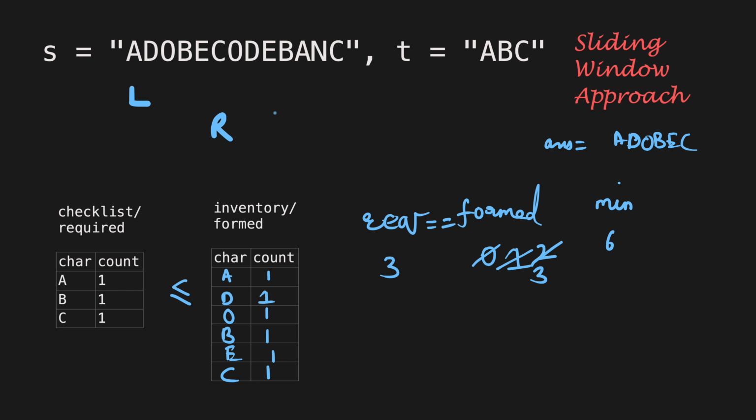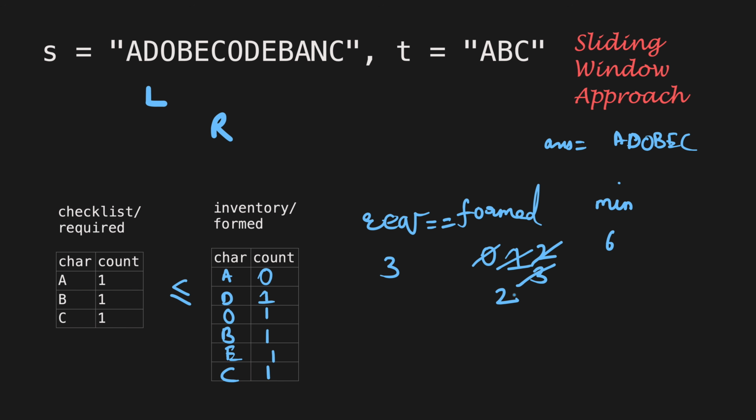And the rule for contraction is, as long as the window remains valid, we keep moving the left pointer one step to the right. So here, for example, the left pointer now points to character D. And since A is now out of the window, we decrement its count in the inventory, which drops it down to 0. And since A was part of the checklist, we check if we still have sufficient A's in the window. And the answer is no, because we require 1 A but we only have 0 A's. So because of this, the formed count now reduces to 2. And since formed is no longer equal to required, the window becomes invalid and the contraction phase stops.